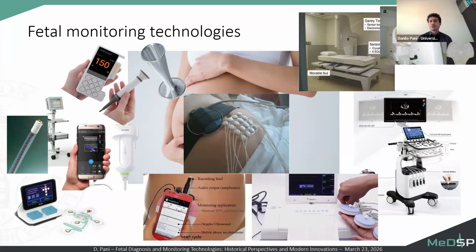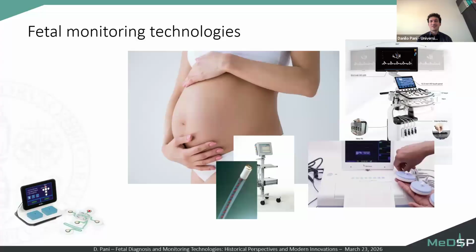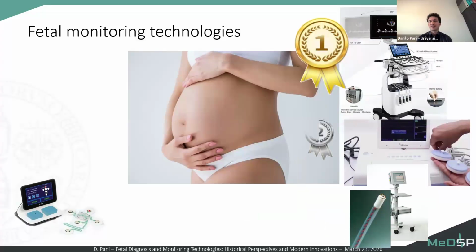So, according to a more or less almost arbitrary ranking of these technologies in clinical practice, as you can see, the first one for sure is the conventional ultrasound, which is used for morphological analysis of the baby, echocardiography, etc.